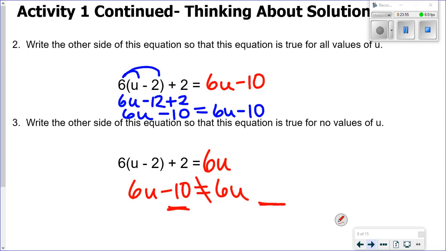So therefore, I know if I use 6u on the right-hand side of my equation, it will not be equivalent to the left. Again, you may have come up with a different one. Please double check and make sure that yours is valid. If you're not sure, check more integers or go ahead and write mine down along with yours.